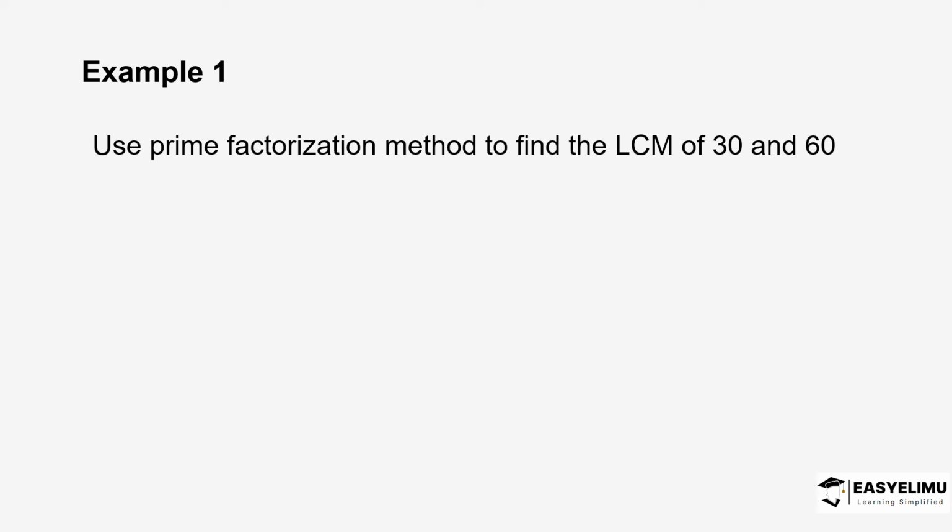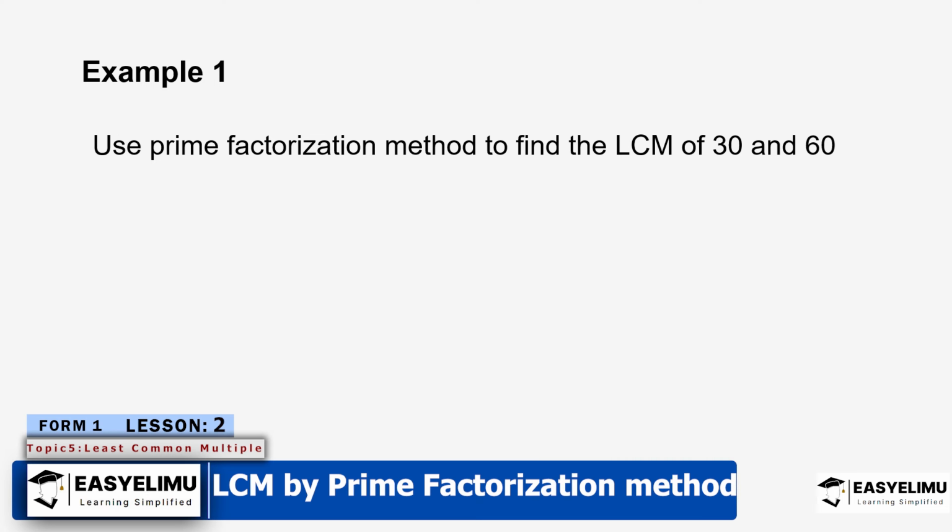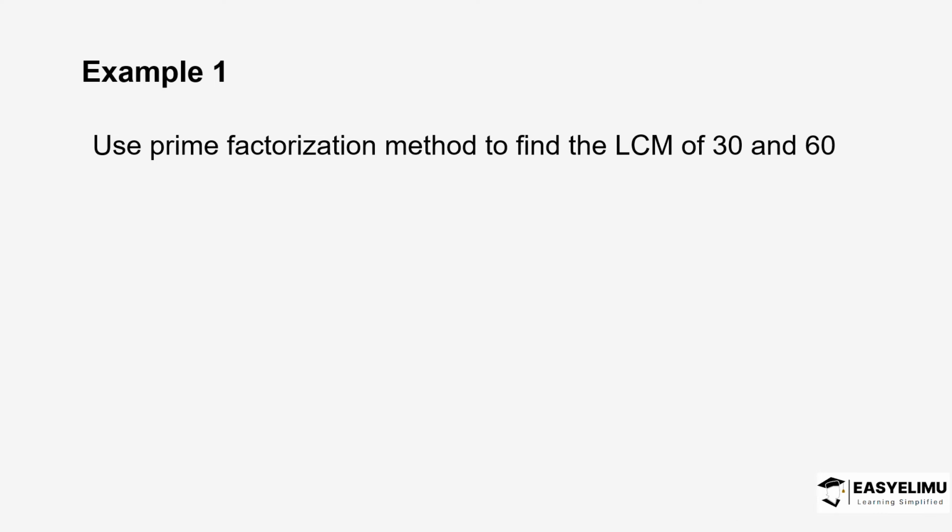So we have our first example here, where we're supposed to use the prime factorization method to find the LCM of 30 and 60. Remember, previously we have looked at two methods of finding the LCM of given numbers. We've looked at the listing method, where you just list the multiples of the given numbers, and then you look at the common multiples and pick the least among them. We also looked at successive division, and now we are looking at the prime factorization method.